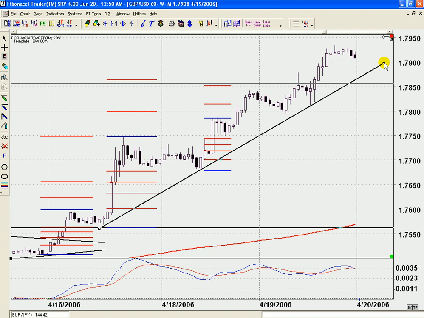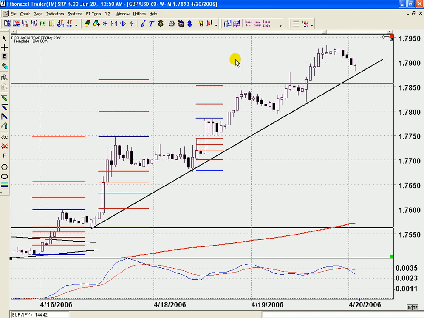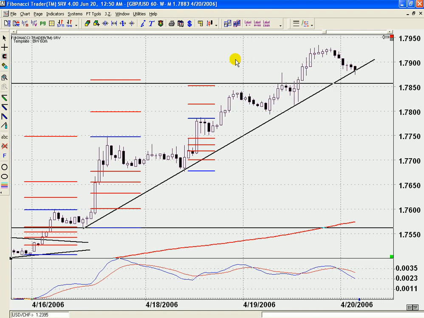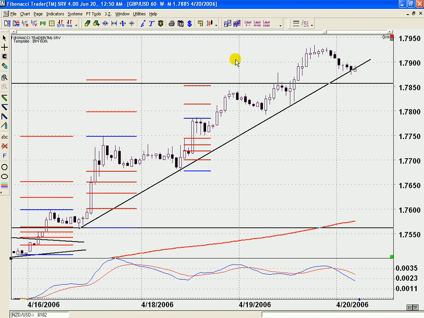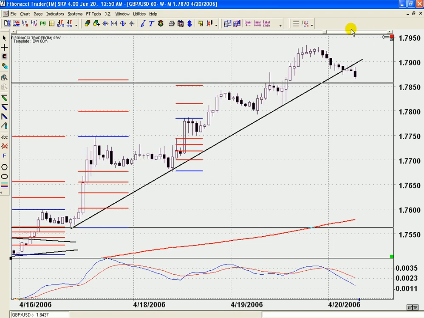And let's check this out further. Price drifting lower now, and just a natural retracement happening here. Let's just have a look and see where we are Fibonacci wise.